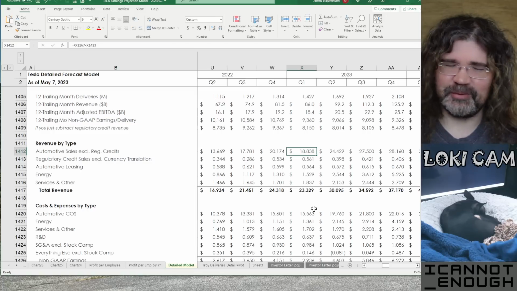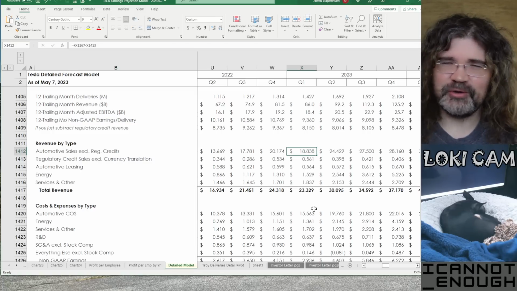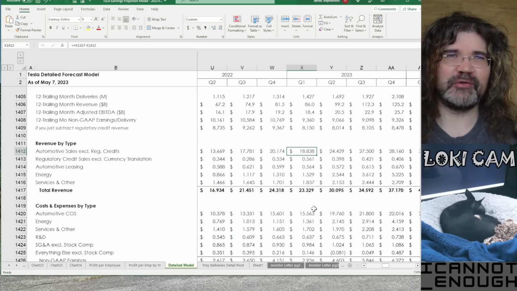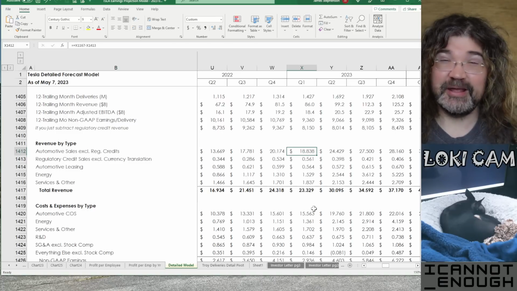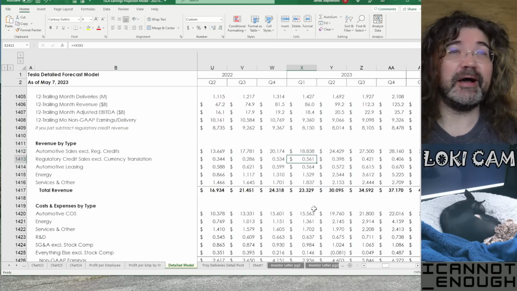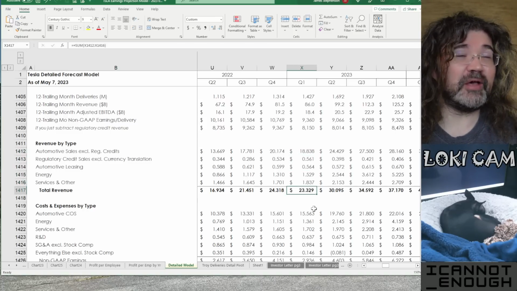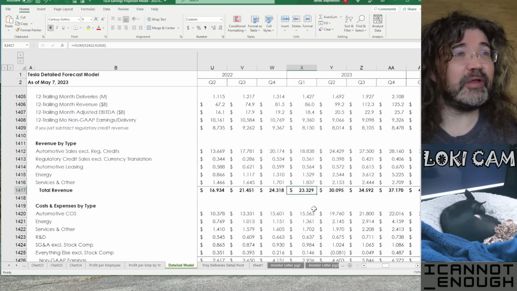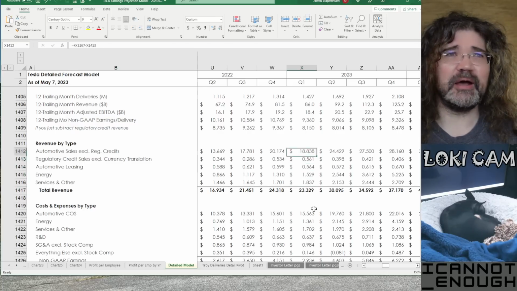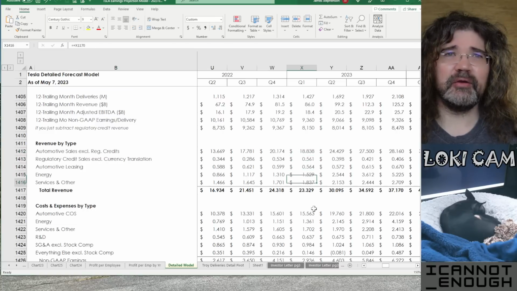I'm not saying it's impossible. I'm not saying a force majeure couldn't happen that would cause Tesla to lose money this year. I'm saying I find it extremely unlikely that a scenario will occur where Tesla loses money this year. Then we've got revenue by type here. So these are revenue dollars, not per vehicle.